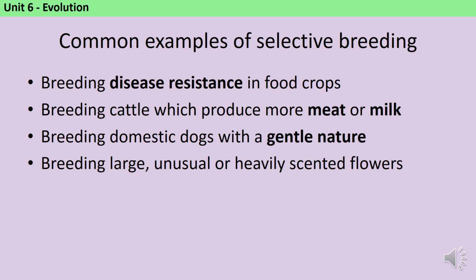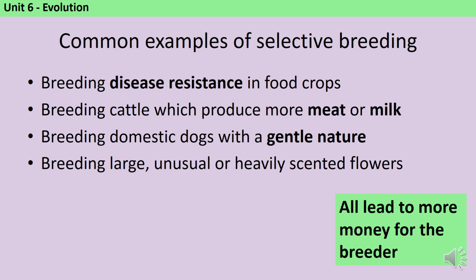Then there's breeding domestic cattle and sheep for more milk or more meat or more wool. Then there's breeding domesticated dog or cat breeds to make sure that they've got a gentle nature and they make good pets. And then in horticulture, breeding plants that have flowers that are large or unusual colours or heavily scented. All of these mean more money for the farmer or the breeder.